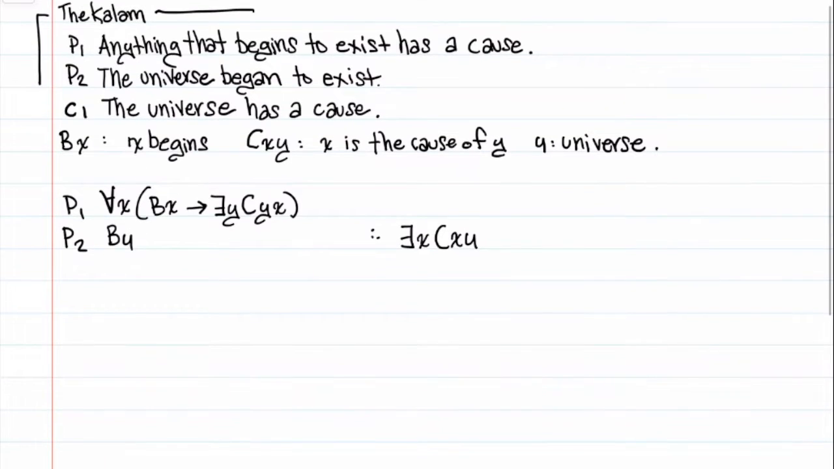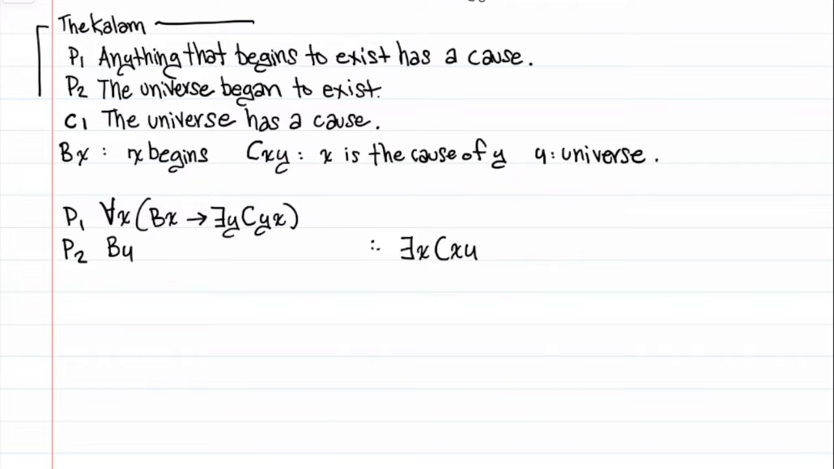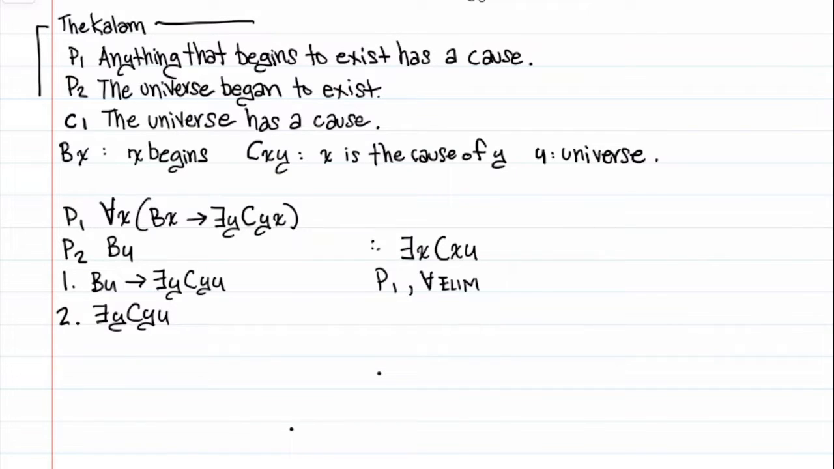Let's show that, in fact, from our inference rules we saw earlier, the conclusion follows from the premises. The first premise says that for anything, if it begins to exist, then there's a cause of that thing. Well, if that's true for anything, then it's also true for the universe. Therefore, if the universe begins to exist, then something is the cause of the universe. We got this from P1 and universal quantifier elimination. With premise 2, that's the antecedent of the first line. So it follows that something is the cause of the universe. We got this from 1, P2, and modus ponens.